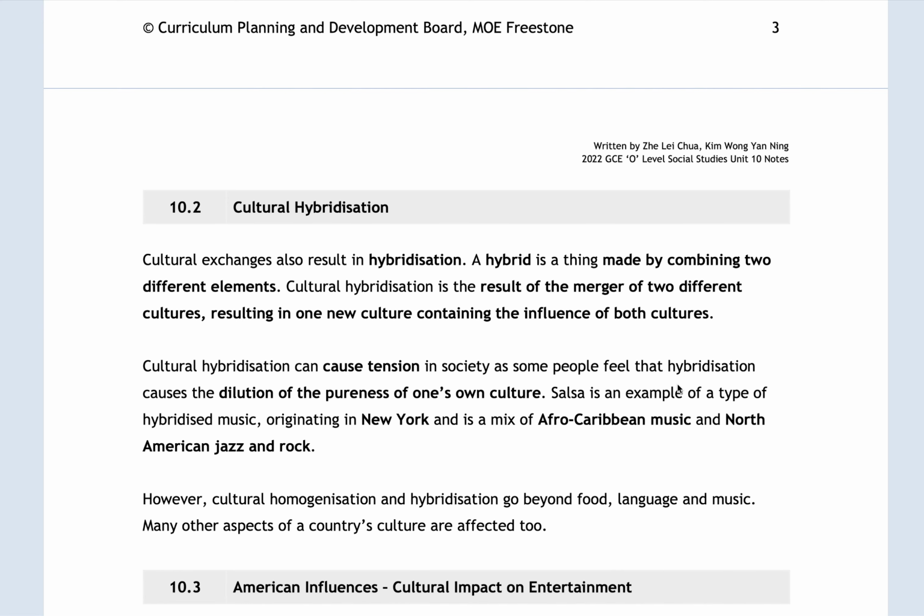Okay, so just now we talked about homogenization. Now we're talking about hybridization. These are the two main concepts in this chapter. Please be aware of the difference. Homogenization versus hybridization. Do not get this confused, okay? Because it is a very sad thing when you get these two confused.